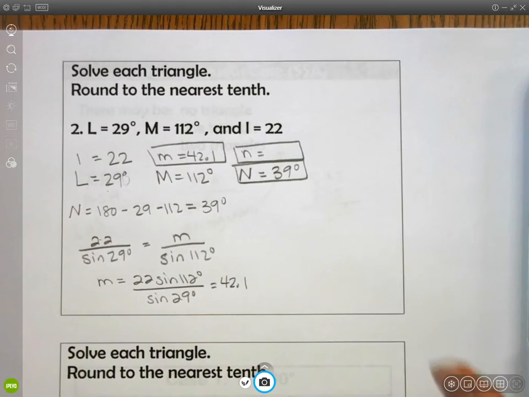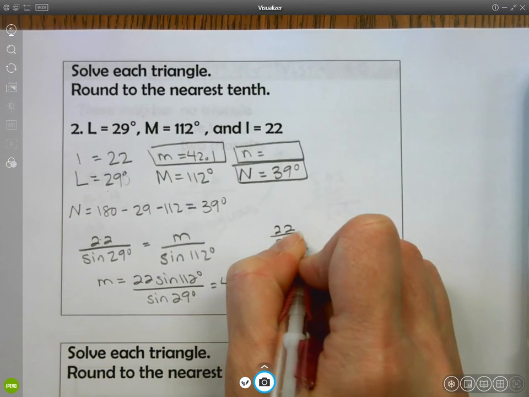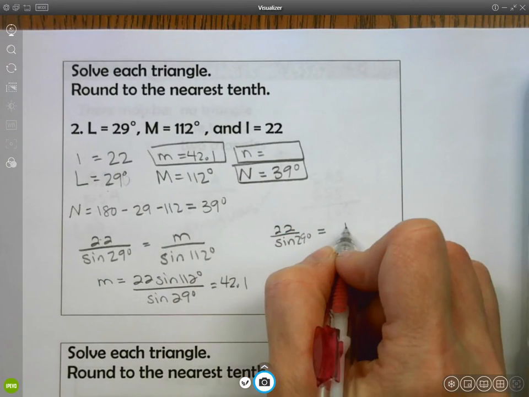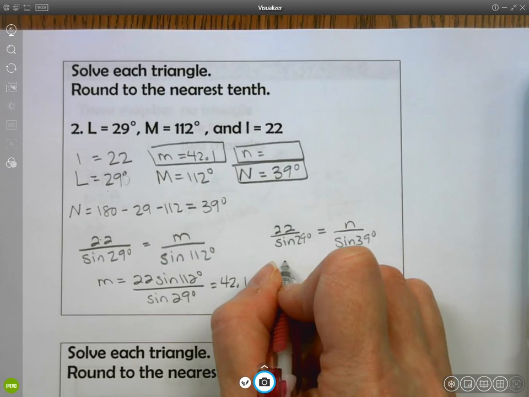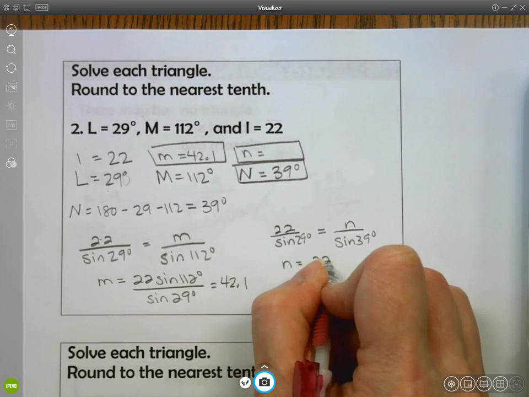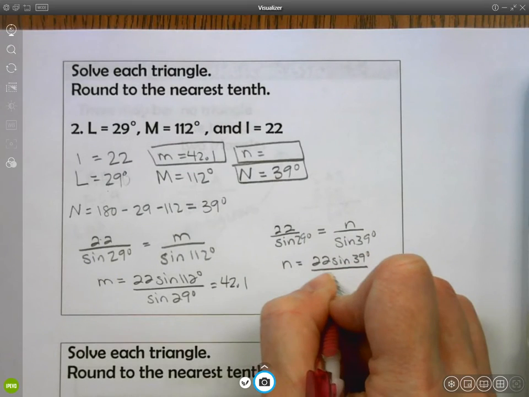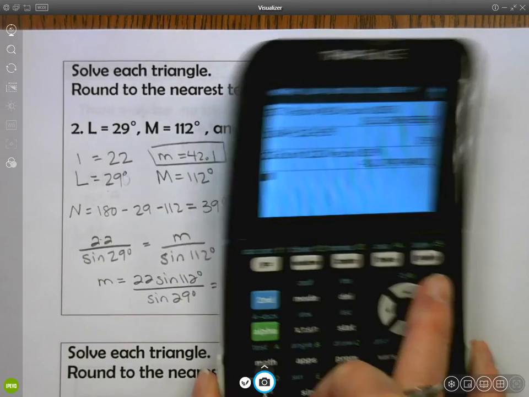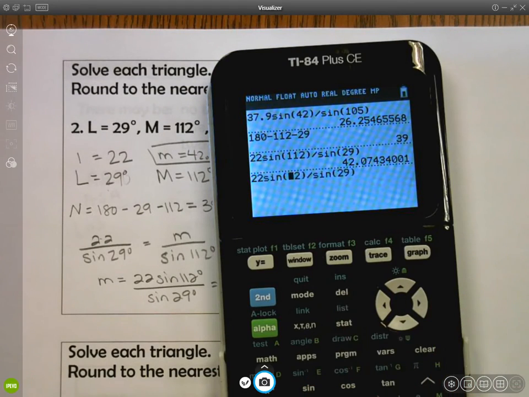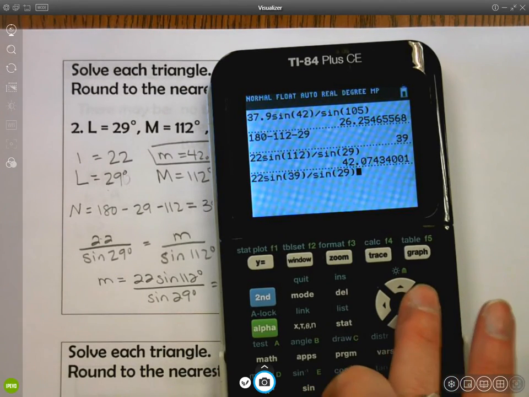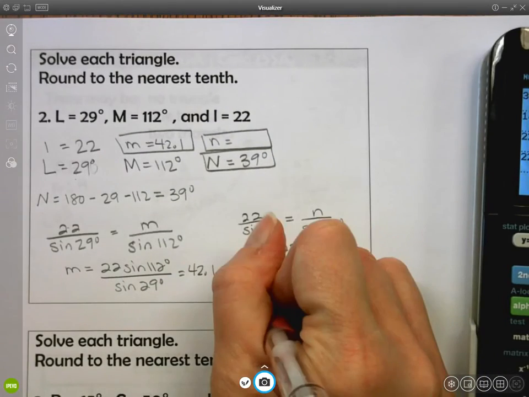Alright, so same process. We're going to say 22 over sine of 29 is equal to n over sine of 39. So n will equal 22 sine of 39 divided by sine of 29. So that's going to be the exact same thing except that this becomes 39. So we get 28.6.